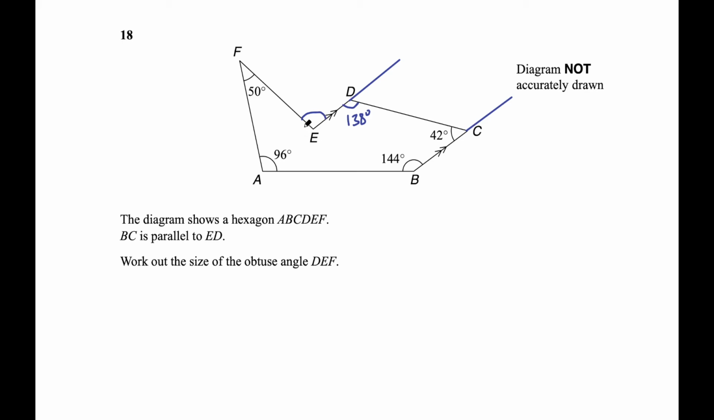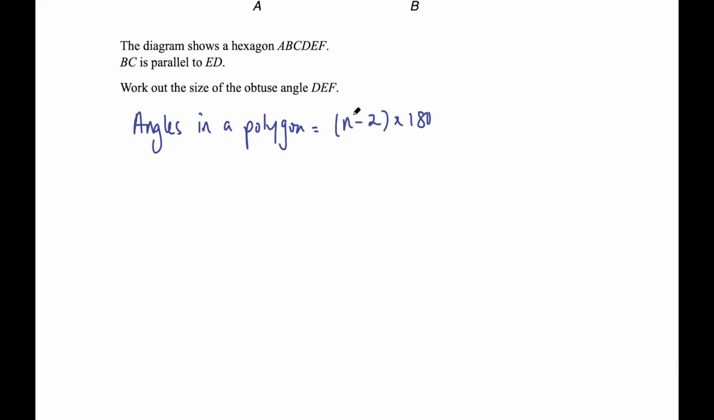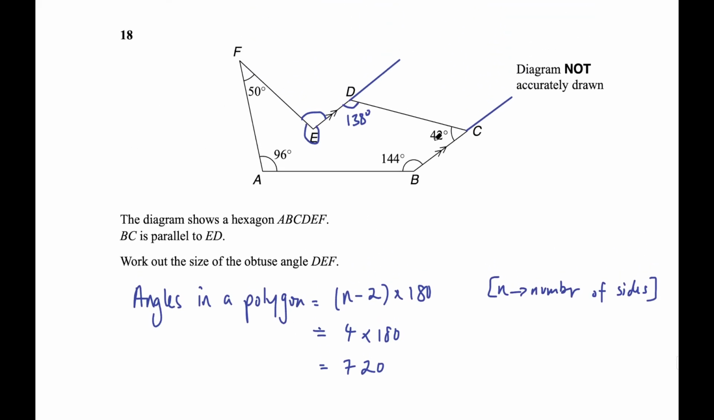Now, to find this reflex angle DEF in here, I'm going to want to find the interior angles of a hexagon. So to do that, I want to use the angles in a polygon formula, and that looks like this. This is n take 2 times 180. I have a video on this if you're wondering how to use this formula or where it comes from. So to work out the total angles in this hexagon, I need to substitute the number of sides, which is 6. 6 take 2 is 4, so I'd have 4 times 180. 4 times 180 is 720. So in that case, n is the number of sides. Okay, so that's the total of the angles in this hexagon.